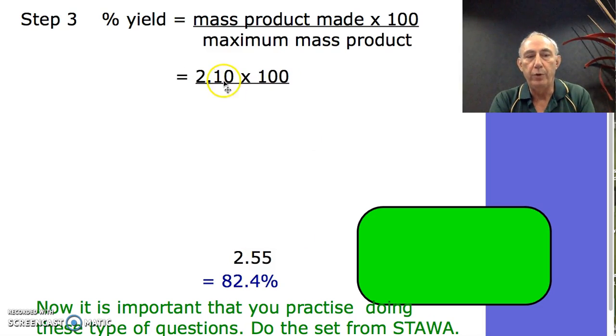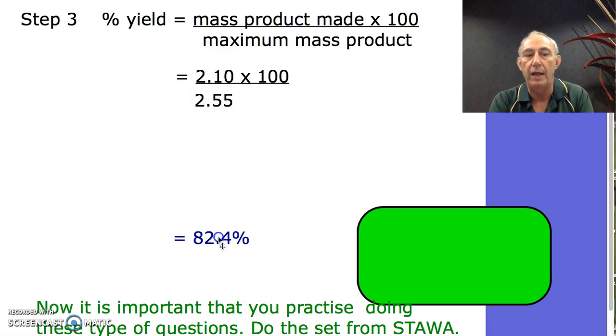So we made 2.1 grams, but we should have made 2.55 grams. So my percentage yield is how much I made divided by how much in theory I could have made. When I do that, I end up with 82.4%.